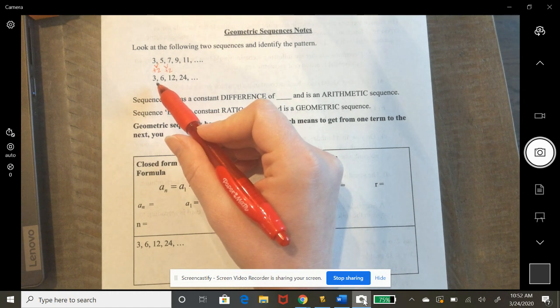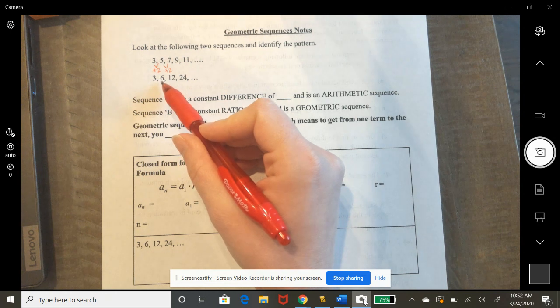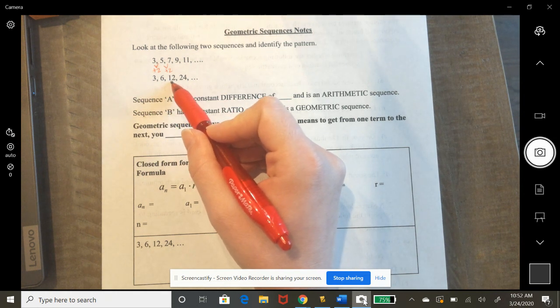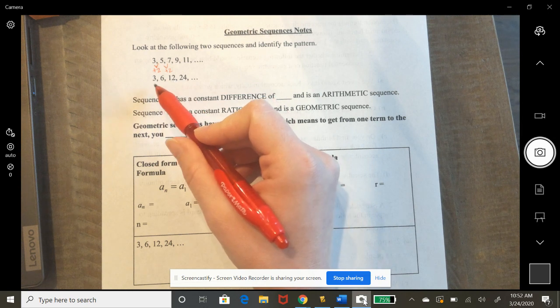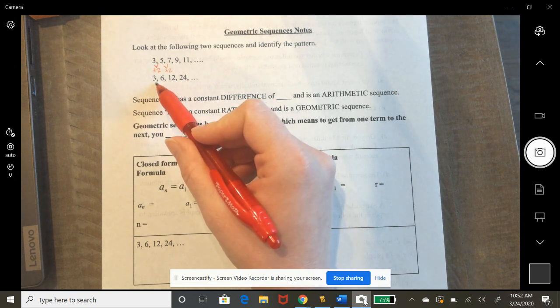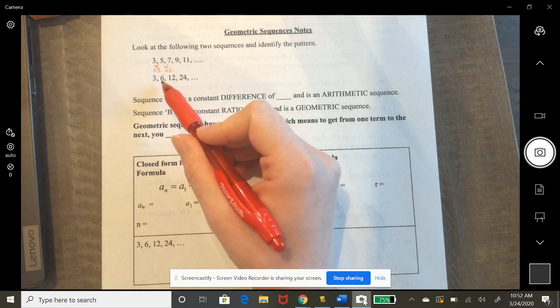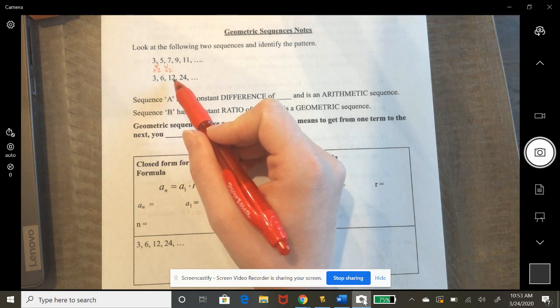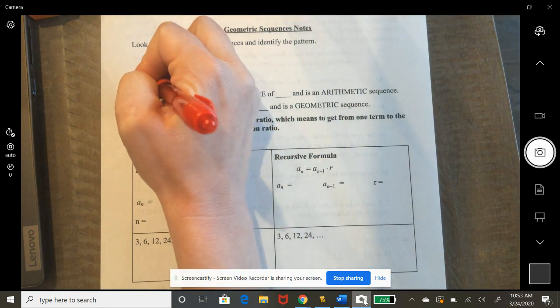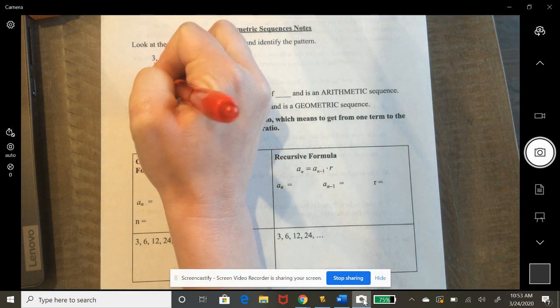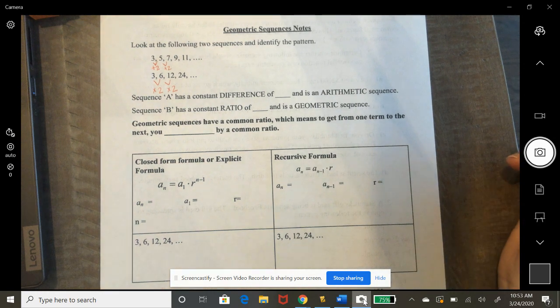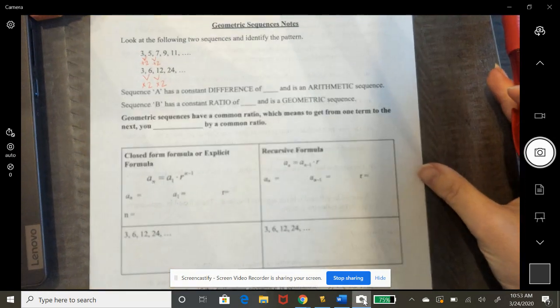Okay, if we try to think about an addition, this would be adding 3 from 3 to 6, but then it would be adding 6 from 6 to 12. So that's not the pattern. Okay, the other way to think about patterns is multiplication. So 3 times 2 gives me 6, 6 times 2 gives me 12, 12 times 2 is 24, and so on. Okay, so instead of adding here, the pattern is using multiplication.